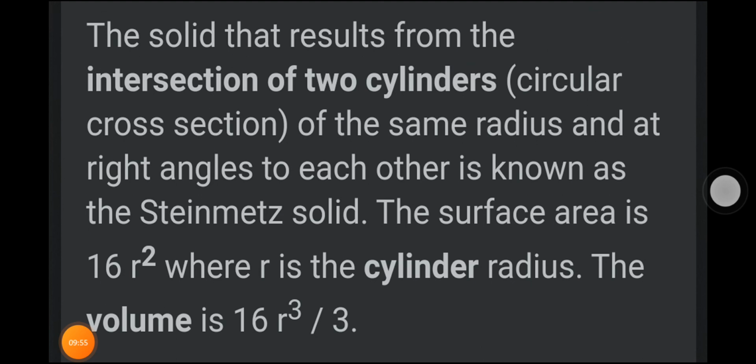Such solids that result from the intersection of two cylinders of the same radius have a particular name, which is Steinmetz solids, and their surface area is defined to be 16 r square, and the volume is 16 r cube over 3. So here we are going to calculate the volume, so it means that we must have the answer 16 by 3 into the cube of the radius term.